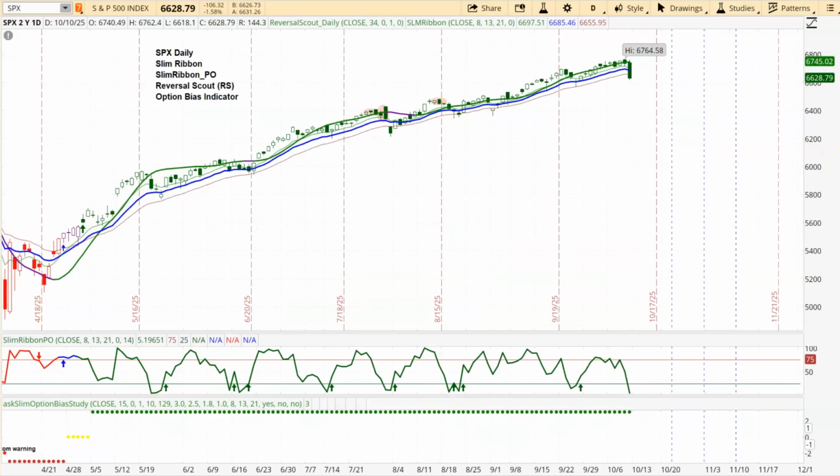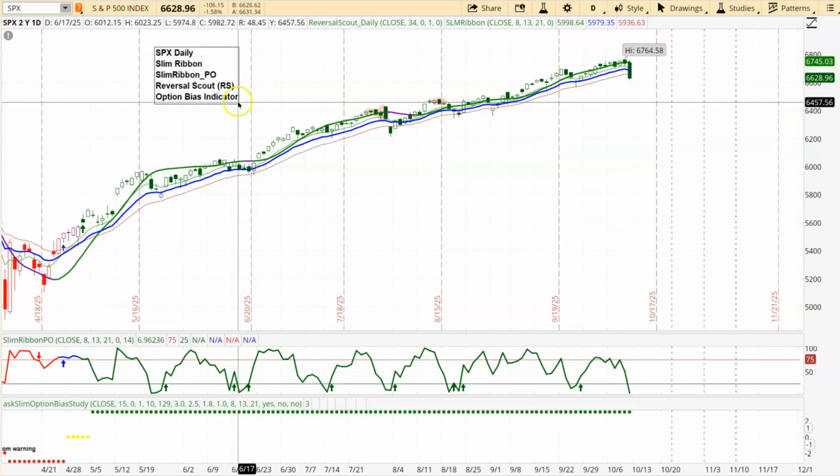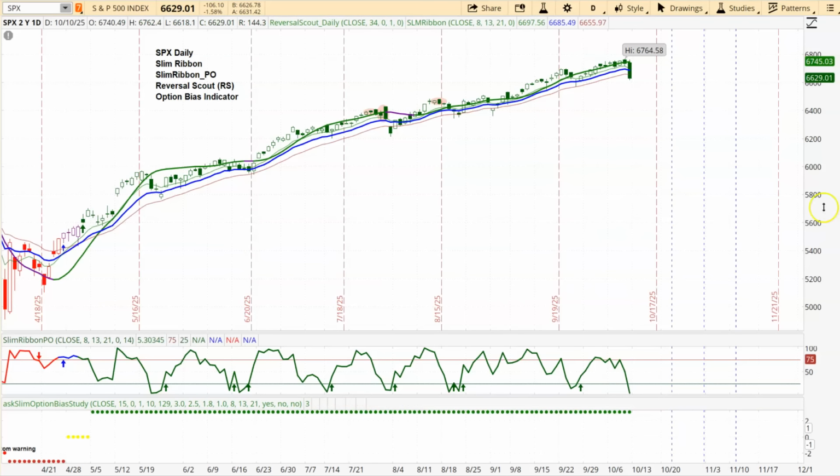Now let's look at the daily chart. So I'm showing it to you a little bit differently now. I don't have cycle analysis on here because I want to really focus on the slim ribbon and momentum indicators. Here's what's going on right now. First of all, we're looking at the slim ribbon PO, reversal scout, and the option bias indicator. Slim ribbon is a free indicator, and that's available for thinkorswim and for Tasty Trade and for Wealth 365 charts and TradingView.